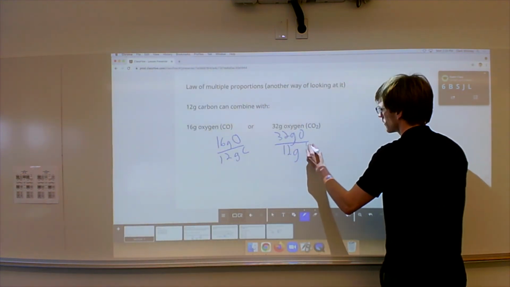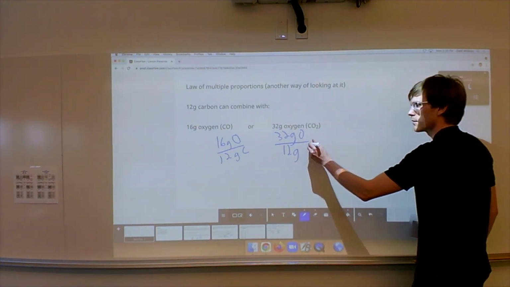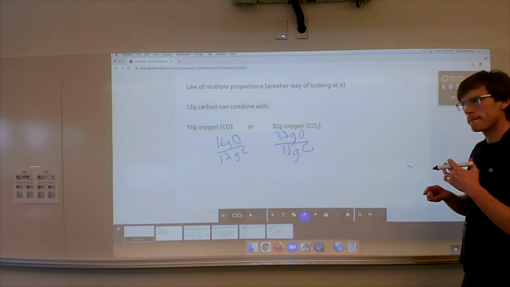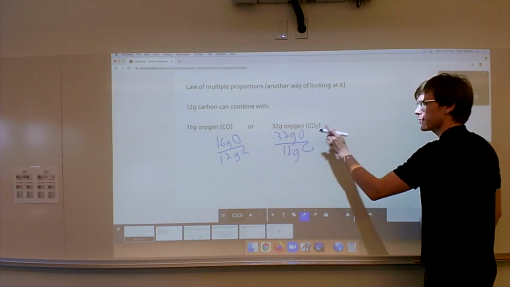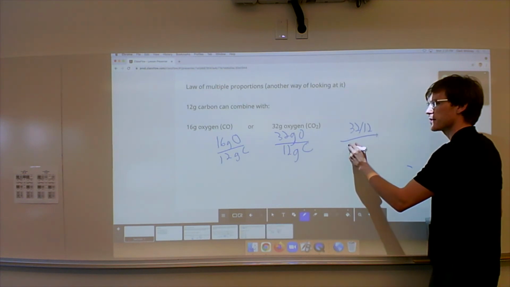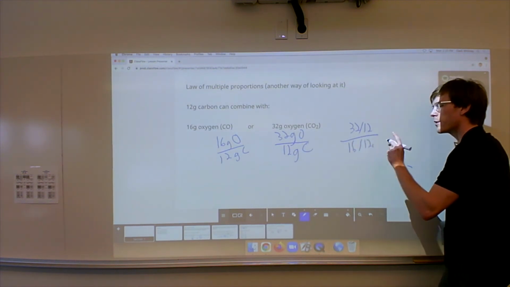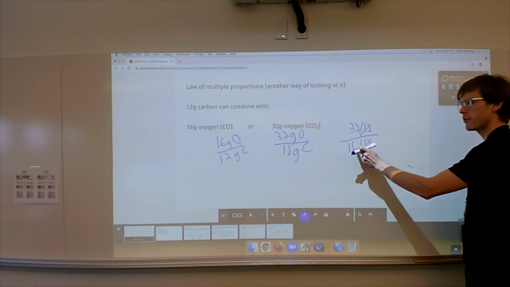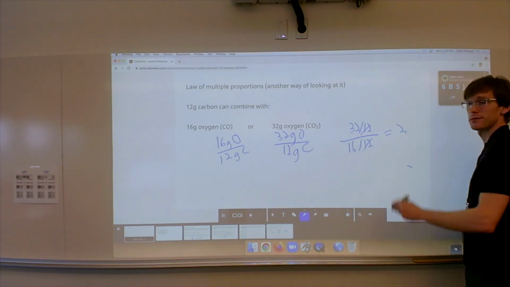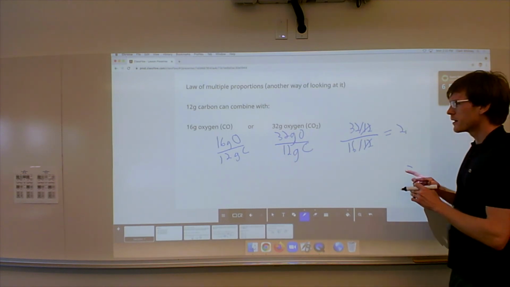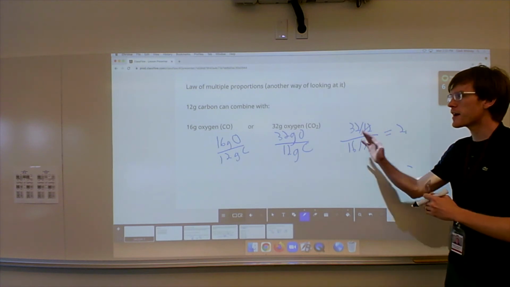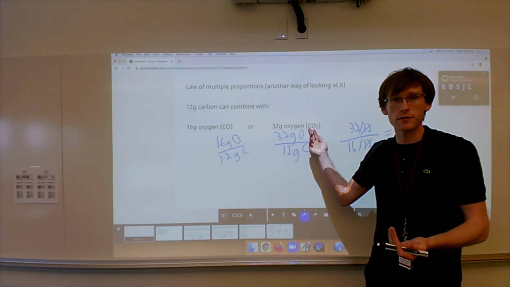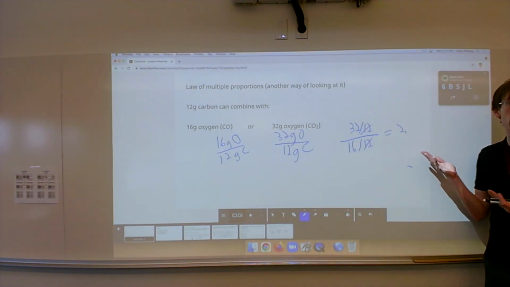If we compare the 16 over 12 versus the 32 over 12, it might not be obvious at first, but let's take the 32 over 12 versus the 16 over 12, and the 12s cancel each other out, and we get 32 over 16, so we end up getting 2 to 1. And when you think about it, this is 2 times as much oxygen in the CO2 as there is in the CO, which makes sense because there's twice as many atoms of oxygen in CO2 as there are in CO. And that would be one way of proving the law of multiple proportions.